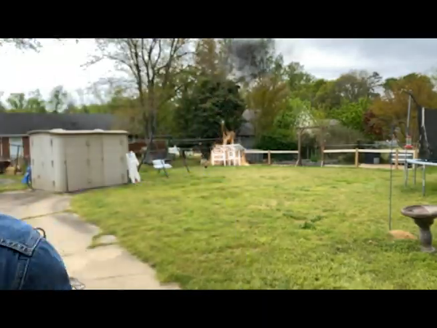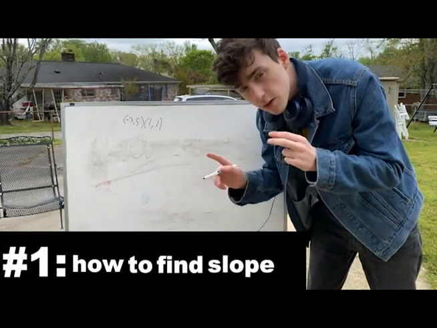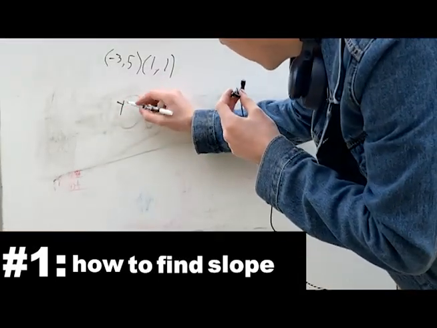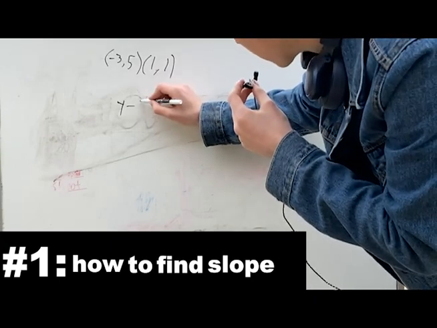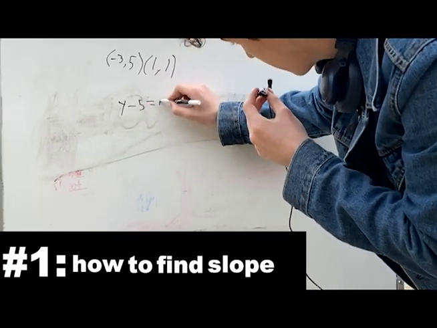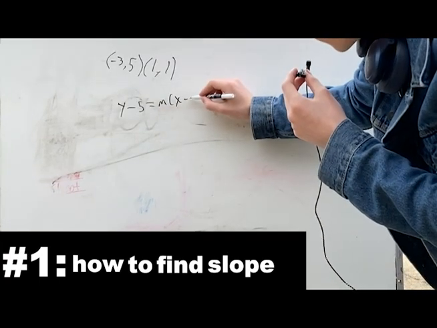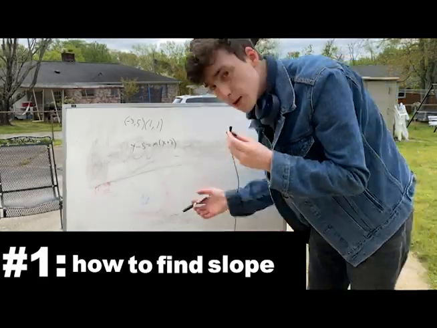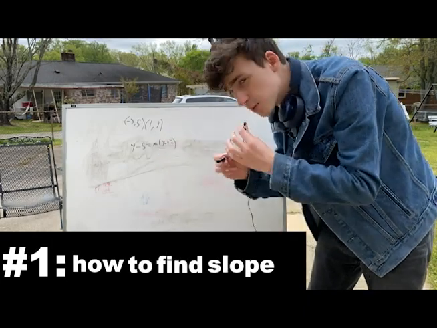Okay, let's do it. Number 1, how to find slope in problems. In this problem, step 1 is to write the slope-intercept form, which is y minus the y in your problem, which in this case is 5, equals m times x minus the x in your problem, which is -3. So y minus 5 equals m times x plus 3. But how do you find the m? That's the one we don't have. So that's where this comes in.